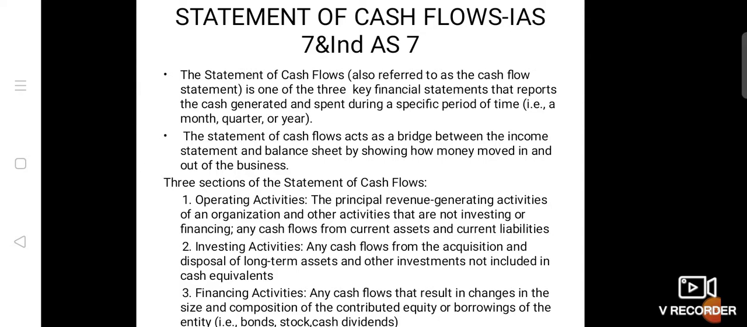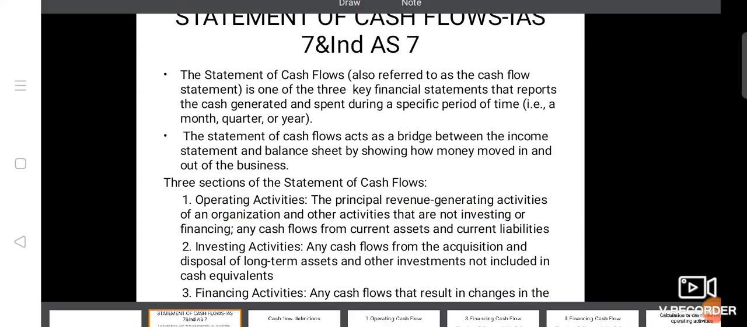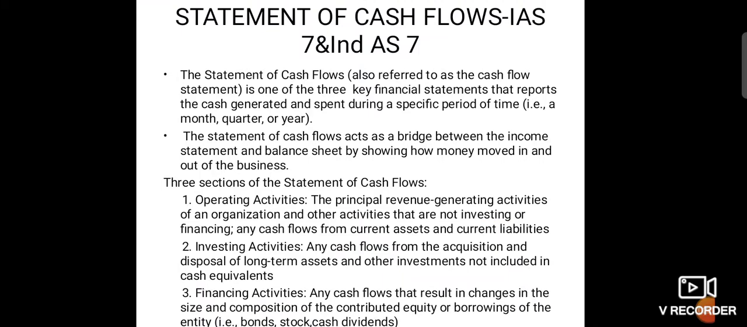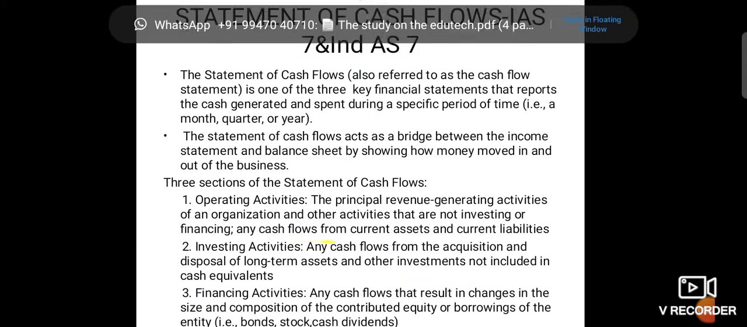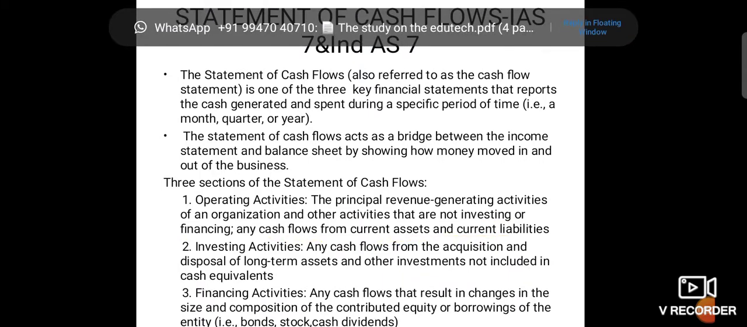Then the three sections of the statement of cash flows are operating activities, investing activities, and financing activities. Cash flow is divided into these three sections. Operating activities, what does it mean? The principal revenue generating activities of an organization and other activities that are not investing or financing. Any cash flows from current assets and current liabilities.